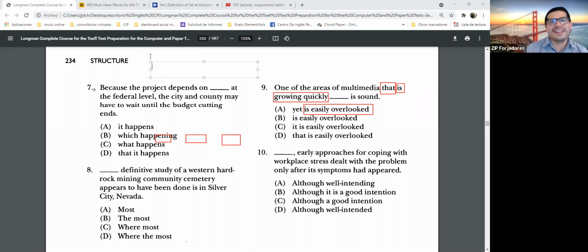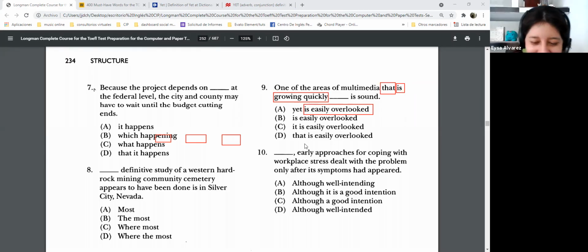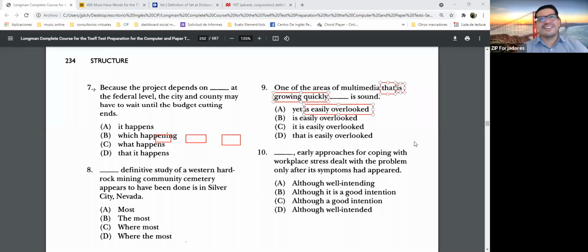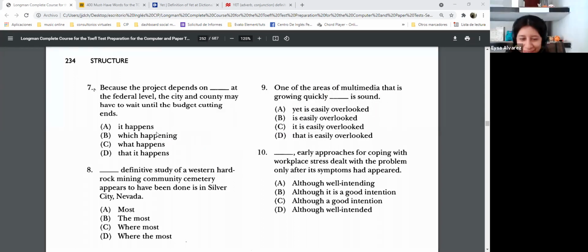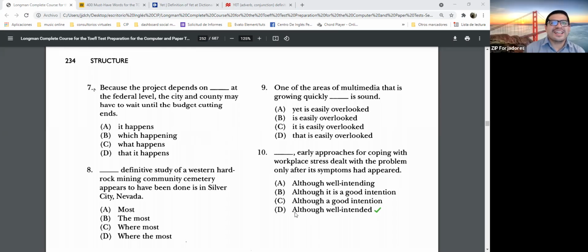Okay, sorry about the large explanation, but I think it's very, very interesting, this one. Okay, so let's go with the last one, please. The last one I have is the letter D. Although well intended. Yes, very good. Okay.